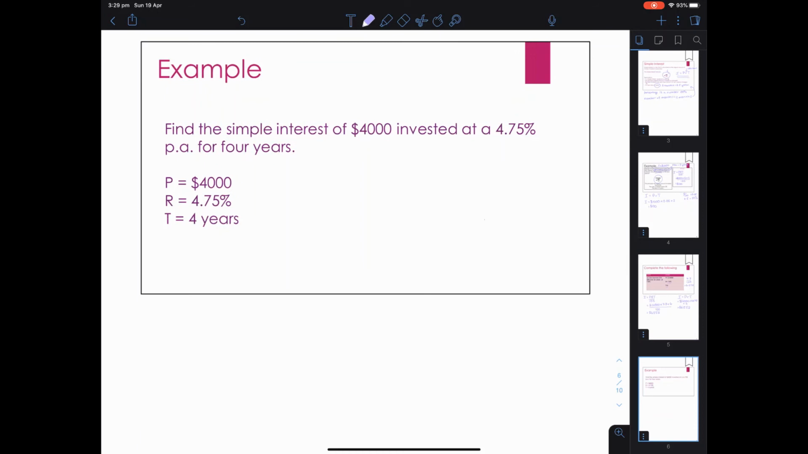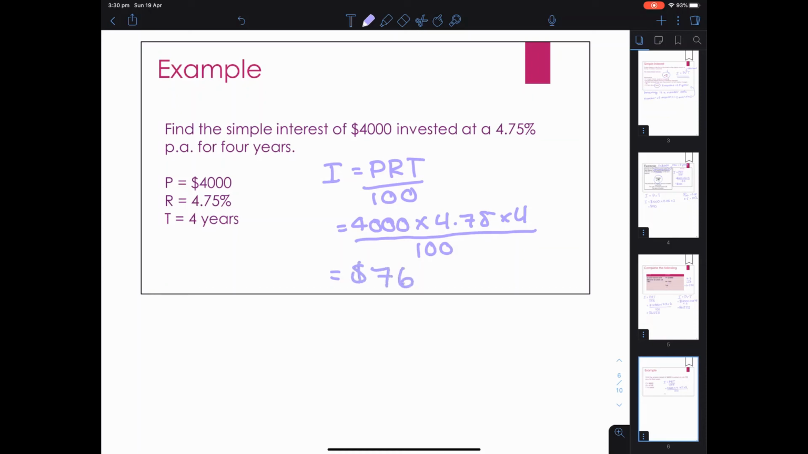All right, and we're going to do one last example here. So here we've got a $4,000 investment at 4.75% over 4 years. So we can do it, once again, two different ways. We're going to start off with our PRT over 100. So our principal here is 4,000. We're going to times that by our rate of 4.75 and by 4 years, and we're going to divide that by our 100. So if we chuck that in our calculator, we've got 4,000 by 4.75 by 4, and we're going to divide that answer by 100, which is $760.